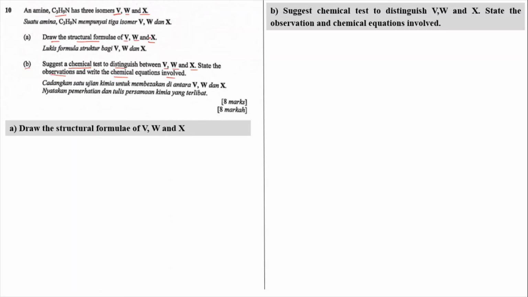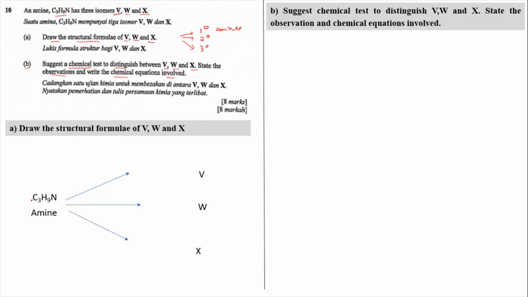So for the isomers, you know that it will consist of primary, secondary, and tertiary amines, because in question 10b, they asked us to distinguish V, W, and X. So you know that it will consist of three classes of amine. Okay, so now by using the molecular formula of C3H9, we're going to draw the structural formula. So C3H9 is our amine here, and then they're going to have three isomers, V, W, and X.